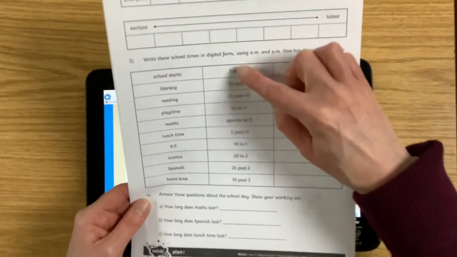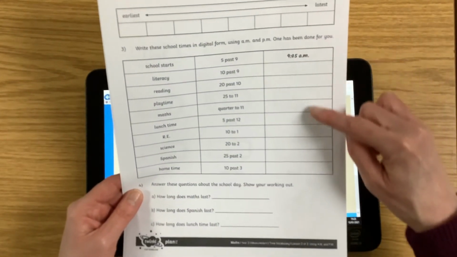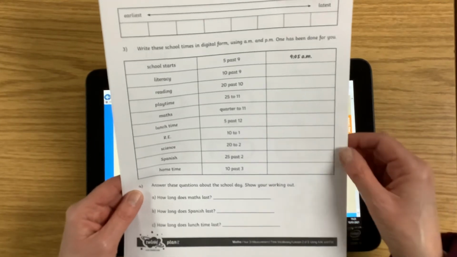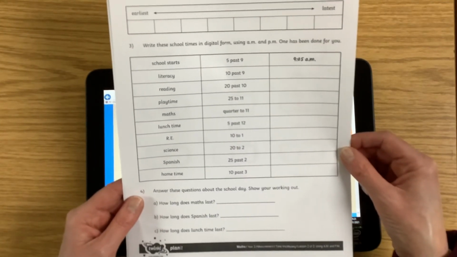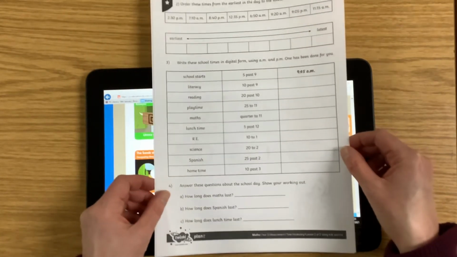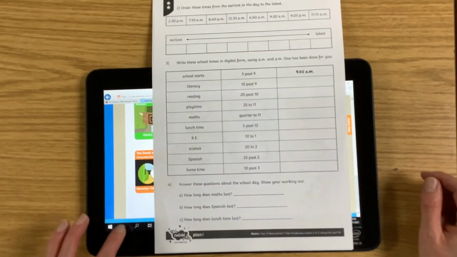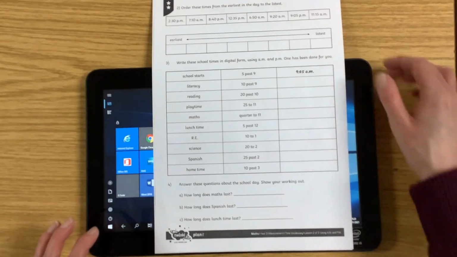Can you take each of these times and change them into AM or PM times? Keep asking yourself, is it in the first 12 hours of the day? If it is, then it's going to be an AM time. If it's in the second group of 12 hours in the day, then it's going to be a PM time.